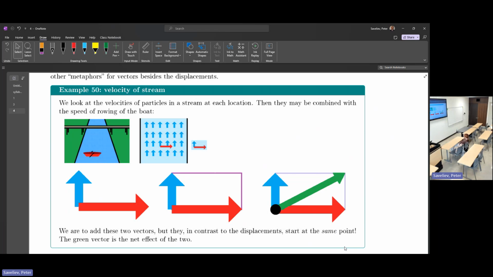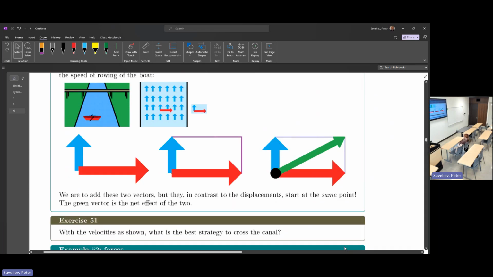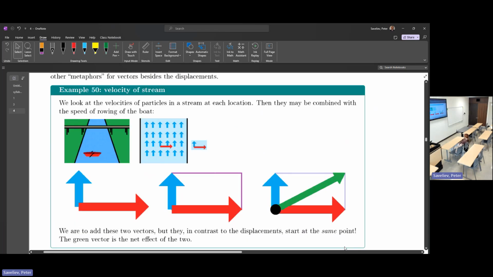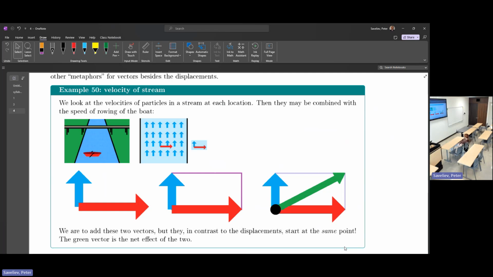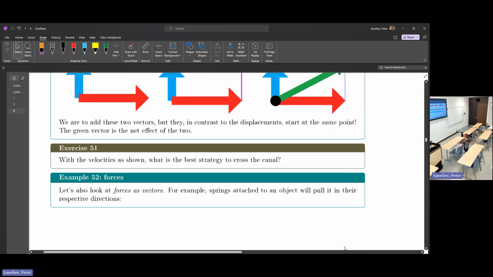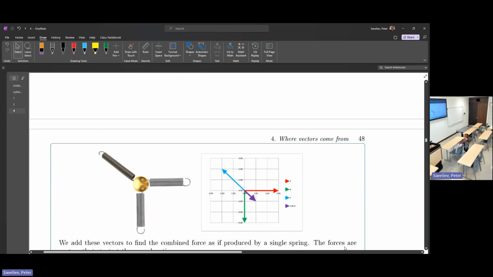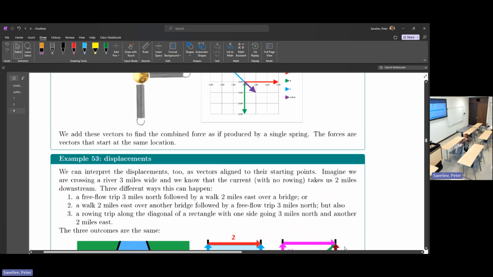And the addition, as you can see, is what's called parallelogram addition, remember. In contrast to the triangle addition, which is what we have also seen. So the forces, once again, are very easy to understand, but these are maybe not so much.